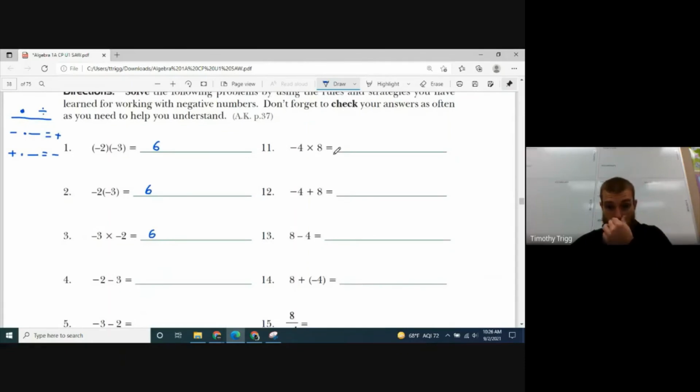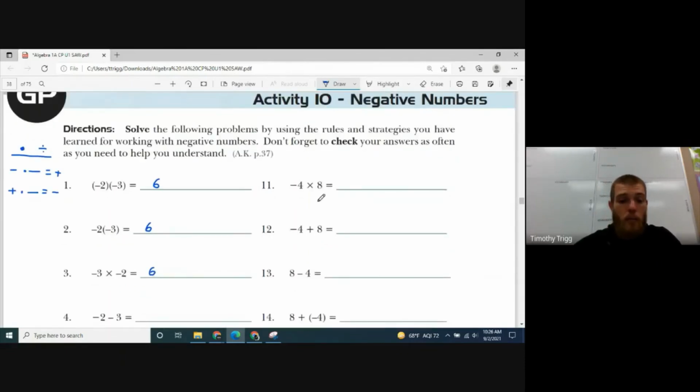What about these ones over here? For number 11 and 12, or just do number 11, a negative times a positive, this will give us a negative. And 4 times 8 is 32. So negative 32. So again, a negative times a positive gives us a negative.